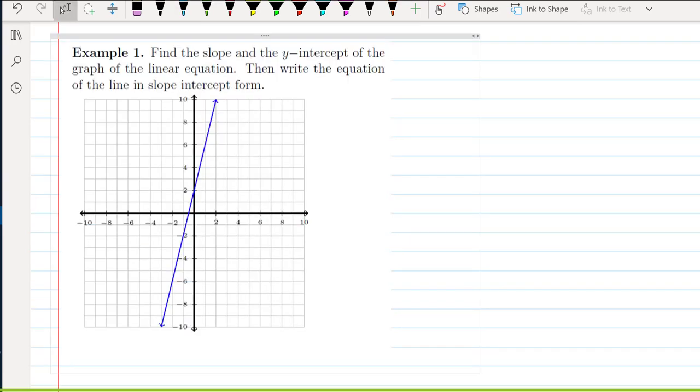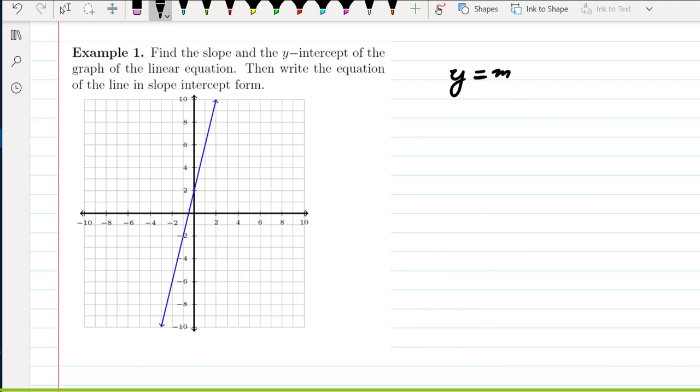So, example 1.4. We want to find the slope and the y-intercept of the graph of the linear equation, then write the equation of the line in slope-intercept form. So, we're going to be doing something very similar to what we were just doing, and our goal is to come up with an equation of the form y equals mx plus b. But we were given our line in terms of a graph this time.